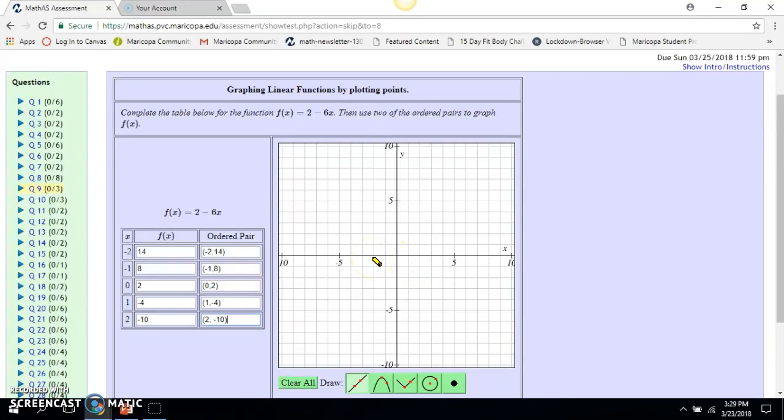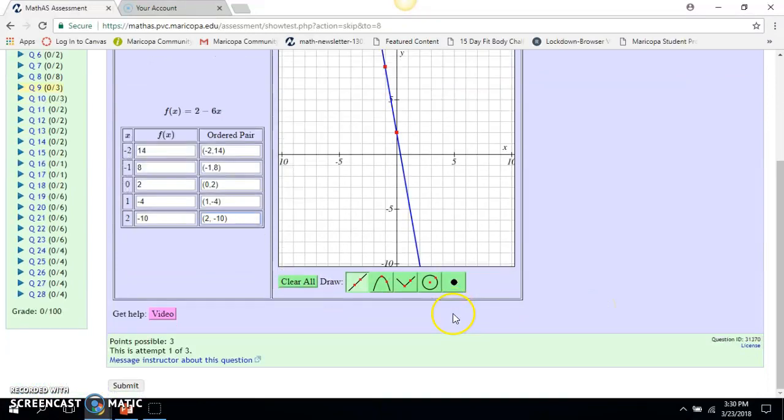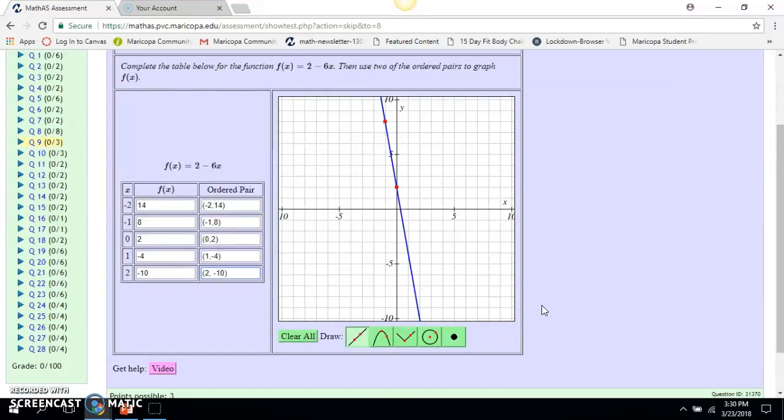So I'm not going to do -2, 14 because I don't have enough room on the graph. Let's do -1 and 8. And then I'm also going to choose the vertical intercept 0, 2. So there's my 2 points. And when I'm done, I have my line.